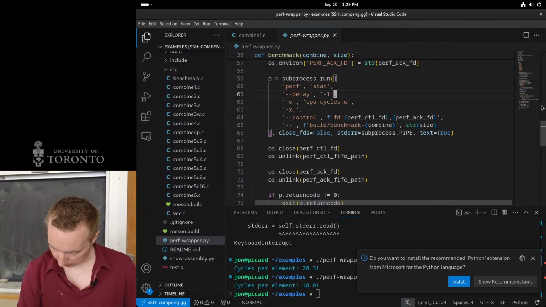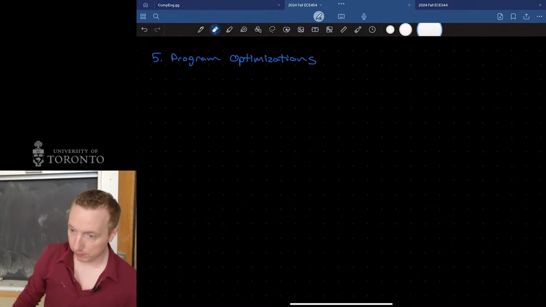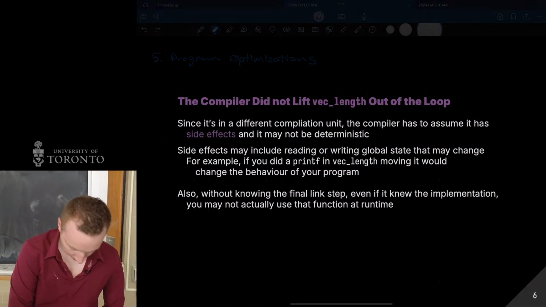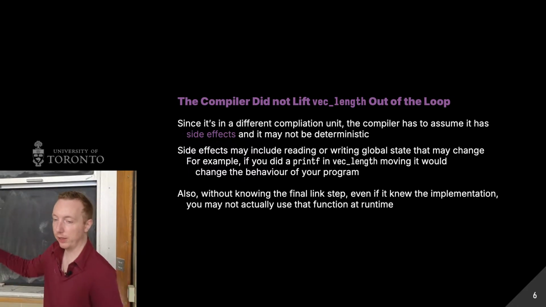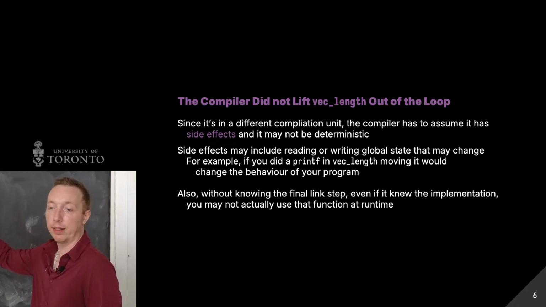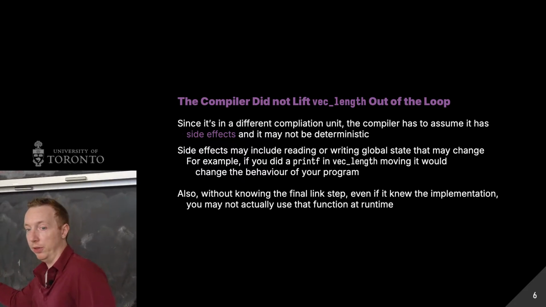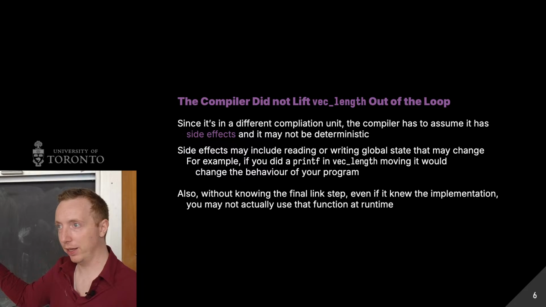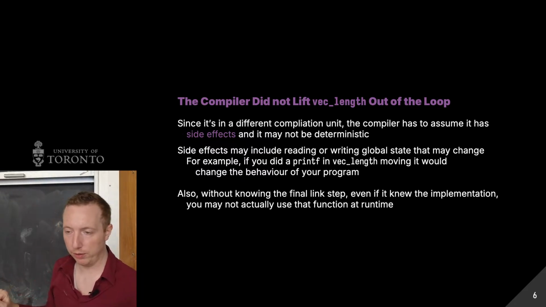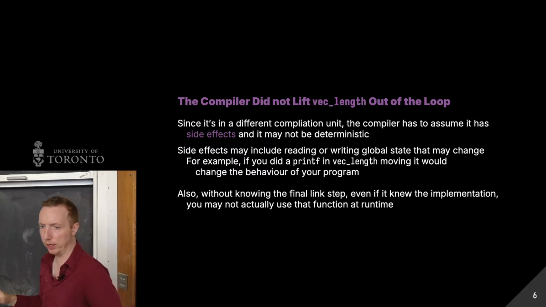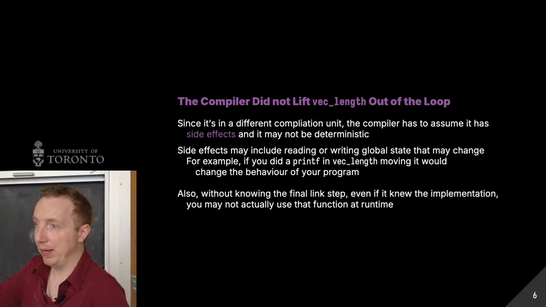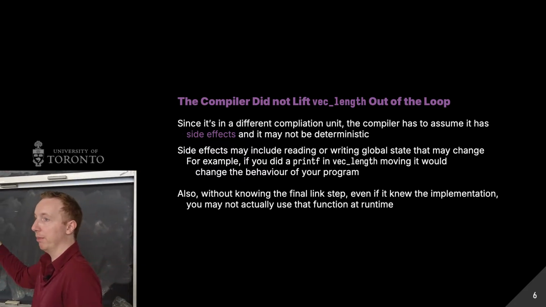All right, so that's an aside. So the first optimization: the compiler didn't lift that vec length out of the loop, mostly because it's in a different compilation unit. We might see how we can get the compiler to maybe do this for us in the next lecture, depending on time. But basically, it didn't do that because it might have side effects.